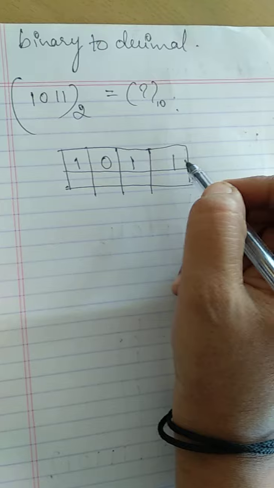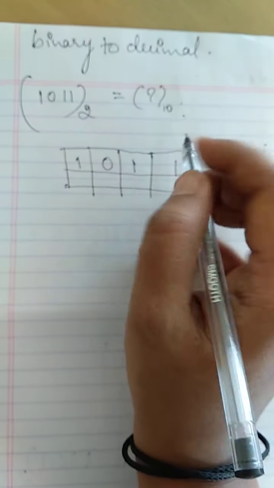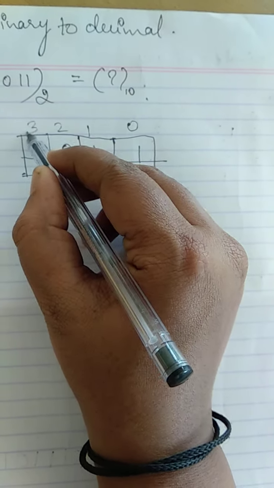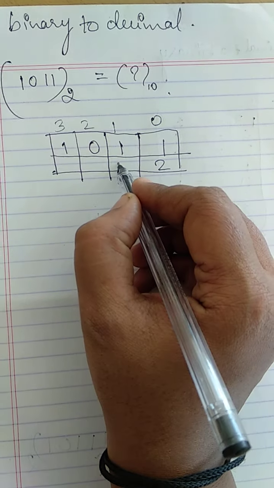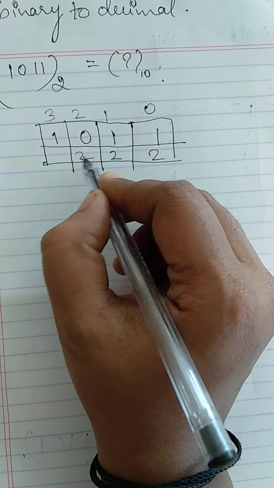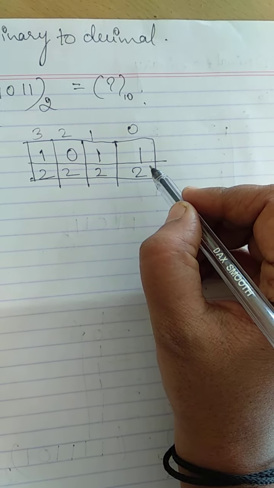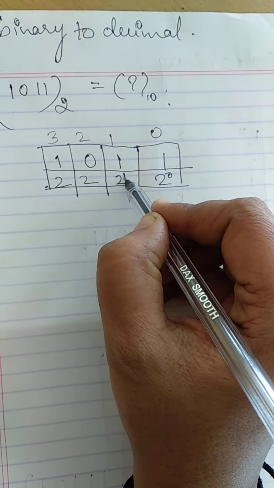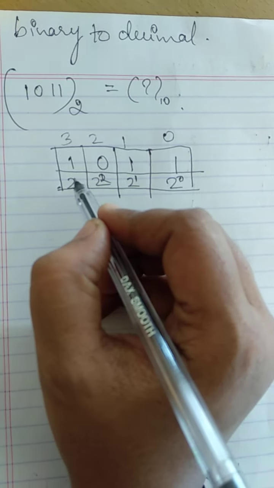So I said the binary consists of weightage values. Those weightage values we are going to write from right to left. That is 0 1 2 3. Okay, and we are using the base value as 2. So the number is 2, 2, 2, 2. These weightage values are going to be multiplied by each position of the digits, that is 2 raised to 1, 2 raised to 2, 2 raised to 3.